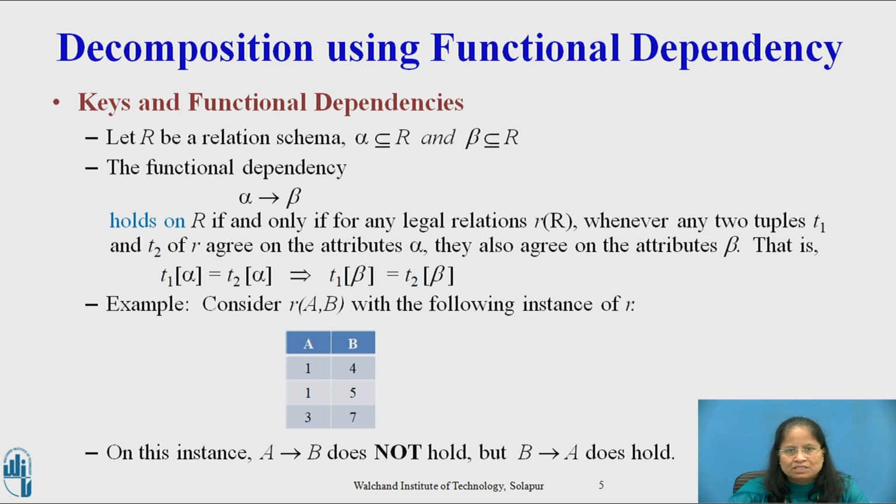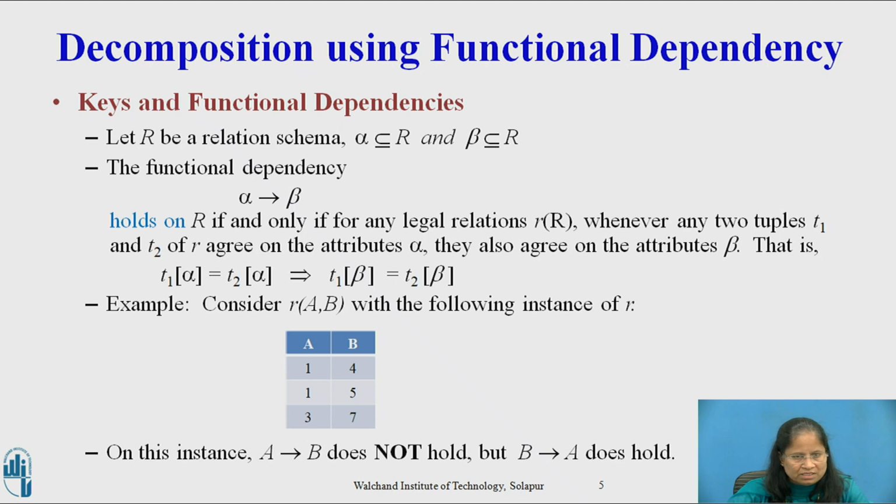Let R be a relation schema and alpha, beta be subsets of R, where alpha and beta represent sets of attributes. The functional dependency alpha functionally determines beta holds on the relation R if and only if for any legal relation, whenever any two tuples t1 and t2 of R agree on the attribute alpha, then they also agree on the attribute beta. That is, t1[alpha] = t2[alpha] implies t1[beta] = t2[beta].